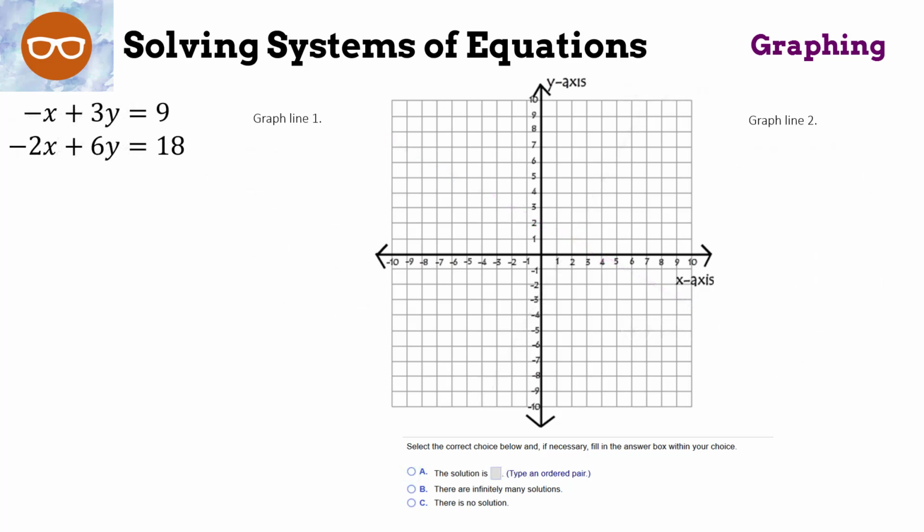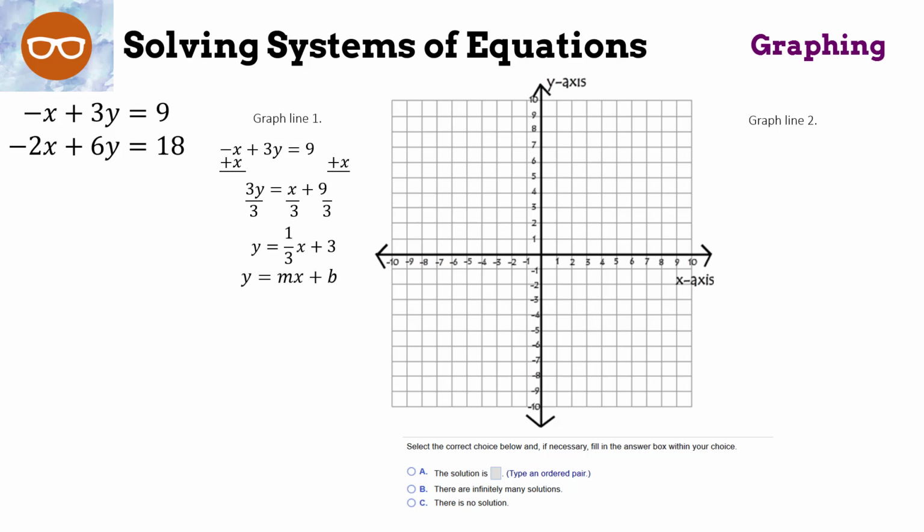Let's graph negative x plus 3y equals 9 and negative 2x plus 6y equals 18. We're going to graph the first one, negative x plus 3y equals 9. Just like we did the first one, we're going to solve for y. I'm going to add x to both sides and then divide everything by 3. This gives me y equals 1/3 x plus 3.